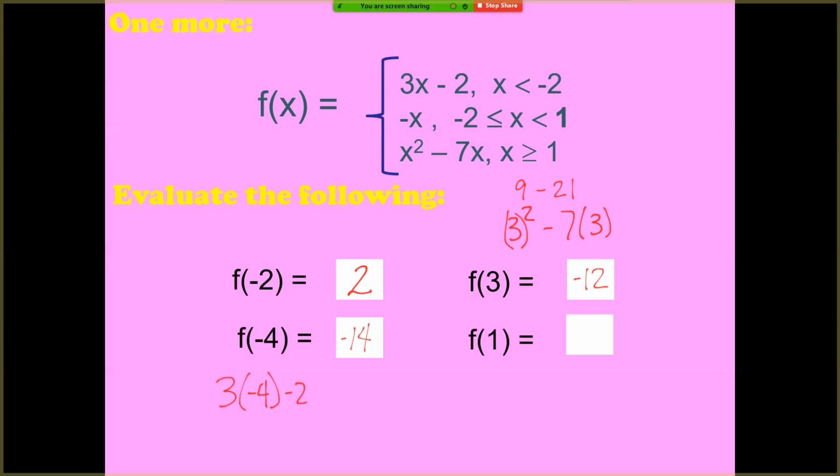And then the last one, f of 1, means I have an x value of 1. An x value of 1 gets kind of tricky because you have 2 1s here. But notice this one equals 1, so I've got to use that third one. So I'm going to use x squared minus 7x. So 1 squared minus 7 times 1. Well, 1 squared is 1. 7 times 1, 7. So 1 minus 7 is -6. Questions on these?